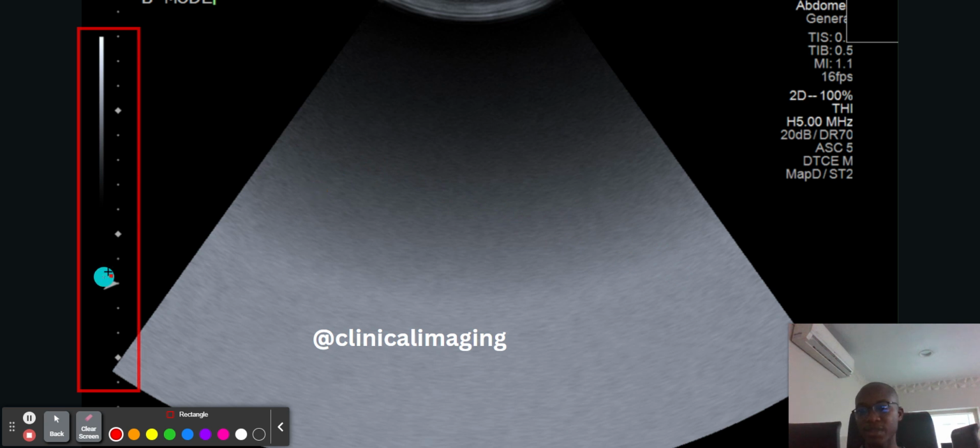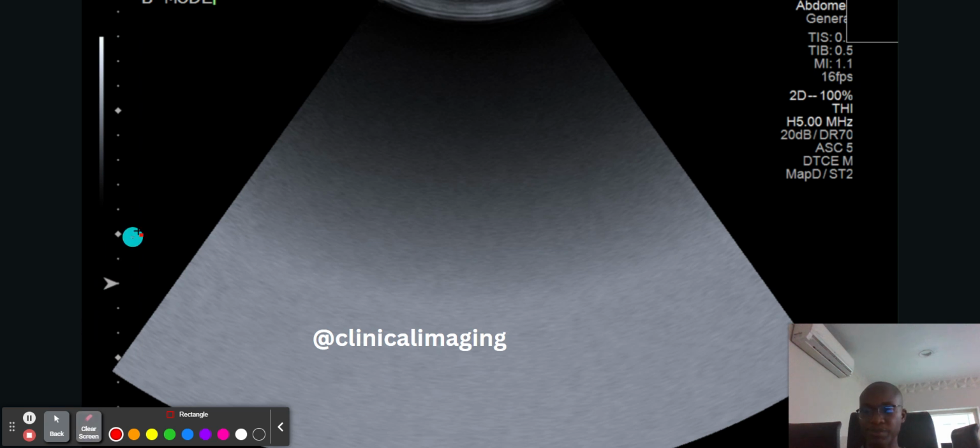This key here represents where the focus is at the moment. Sorry, this is for the focus. This is the focus setting at the moment, and it can be changed at any point in time. It can go up or come down depending on your choice or where you want it to be.